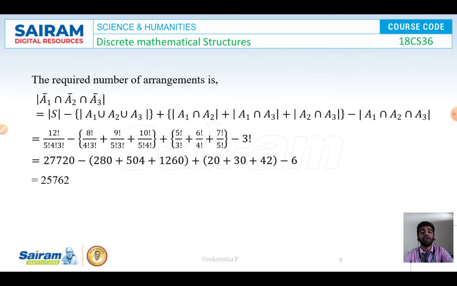So now we are going to incorporate all this in the formula. The formula is: the order of A1 complement intersection A2 complement intersection A3 complement will be equal to order of S minus summation order of Ai plus summation order of Ai intersection Aj minus order of A1 intersection A2 intersection A3. So now replacing all the values here and simplifying this, I will be having 25762 as the required solution for the given problem.